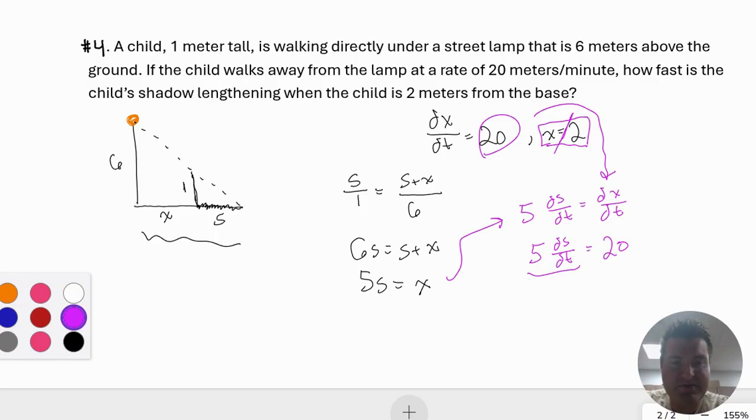So this answer here, when I divide both sides by 5, is going to give me a final answer of ds/dt is equal to 4 meters per minute.